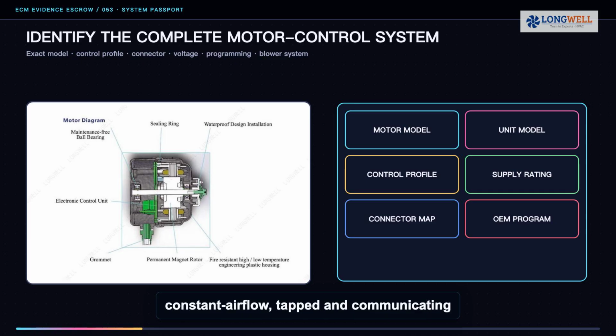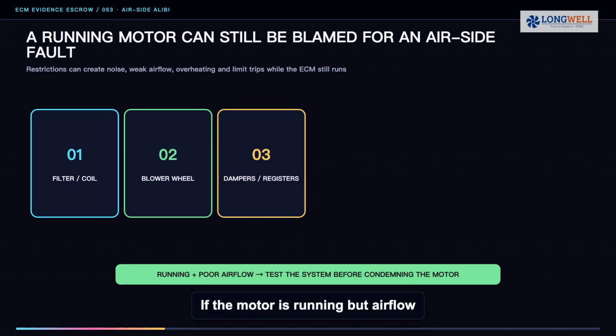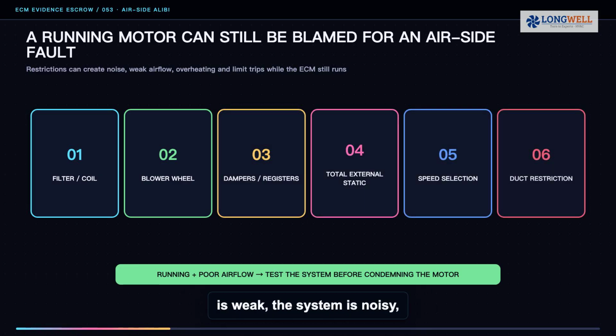Constant speed, constant torque, constant airflow, tapped, and communicating ECM systems do not share one test sequence. If the motor is running but airflow is weak, the system is noisy, a coil freezes, or limits trip, test the air path before condemning the motor.